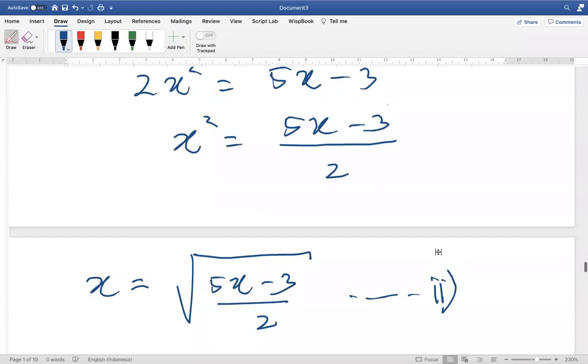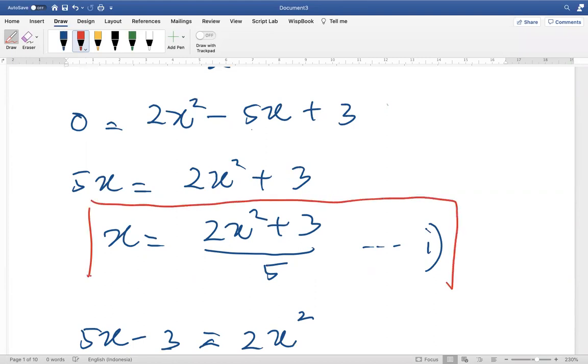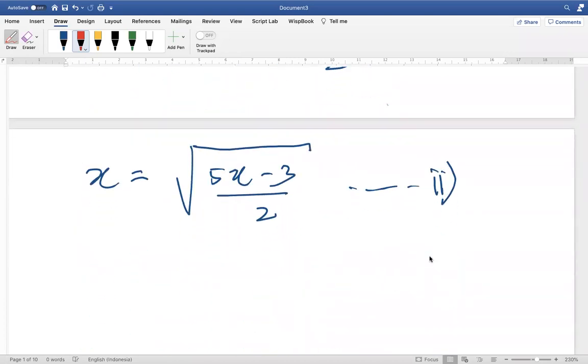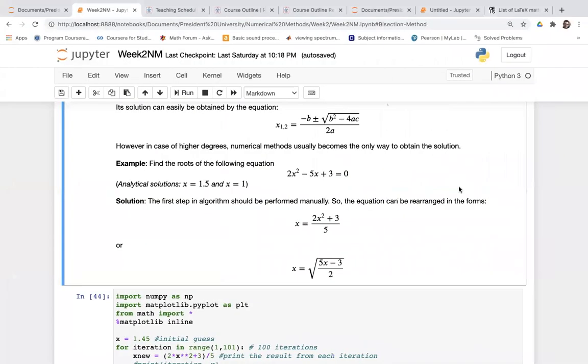You see the difference? We have the first arrangement like this, or this is the second arrangement. Now you can apply the fixed point iteration. So I have written the code in here.